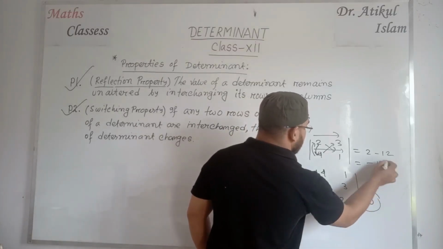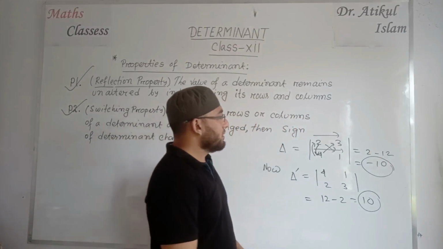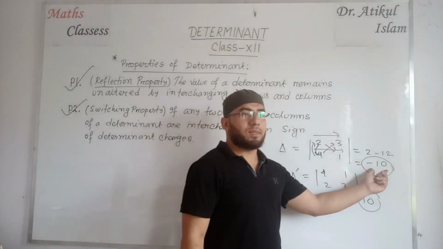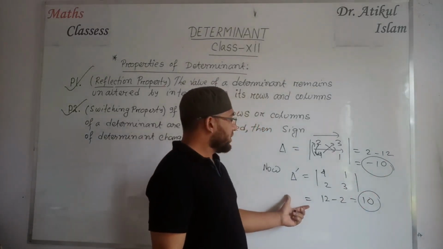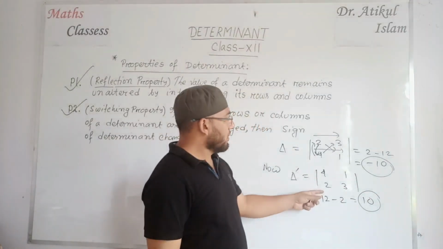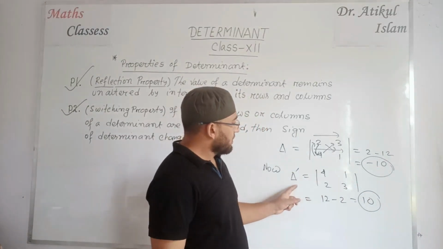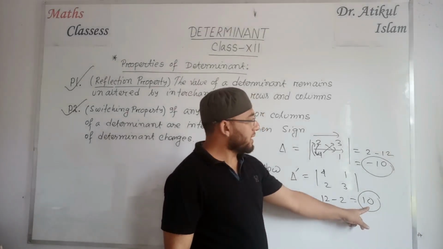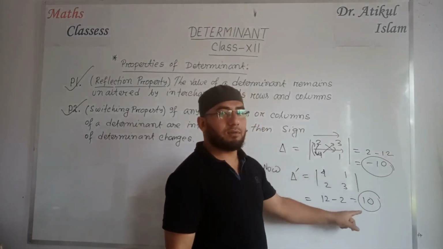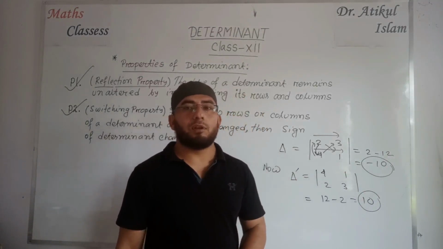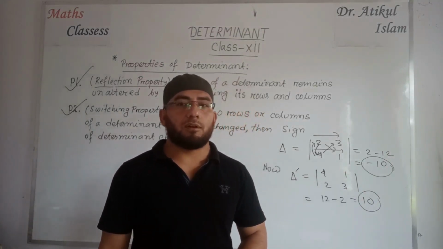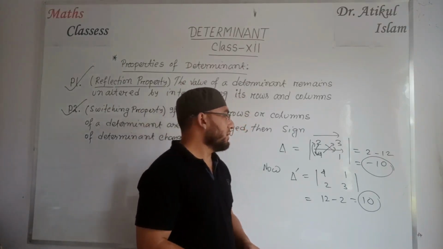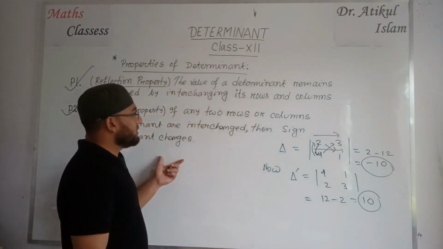Now see the sign. In the original determinant the value was minus 10, and after changing the two rows, the value is 10. So there is a change of sign in the value, but the absolute value will be the same whenever you change any two rows or columns. So this is property 2.